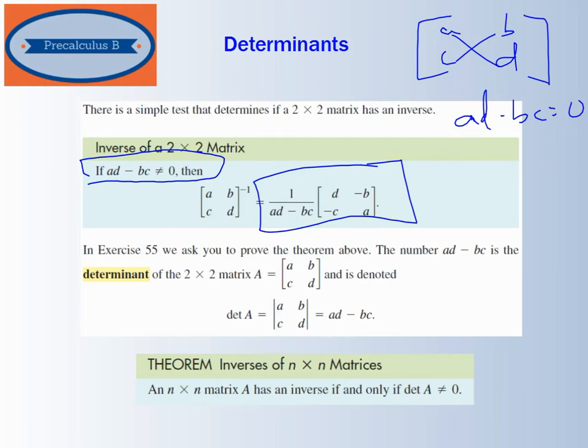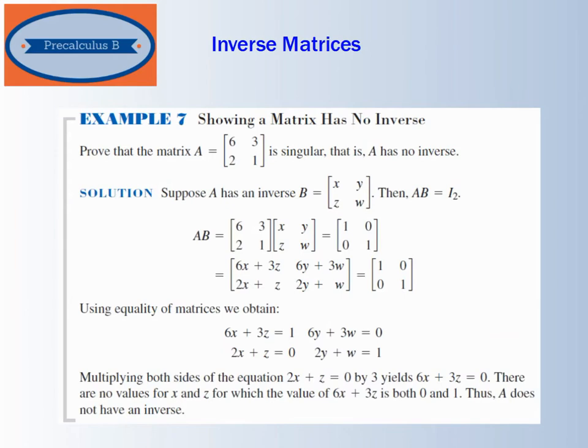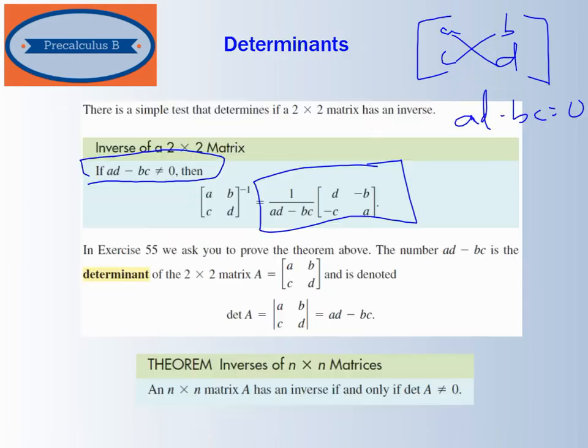So let's actually look at that AD minus BC for that previous problem. AD is 6 times 1, which gives me 6, minus 3 times 2, which is 6. It's 0. Because it's 0, there is no inverse. So we're able to use this thing known as a determinant to show that there is no inverse.